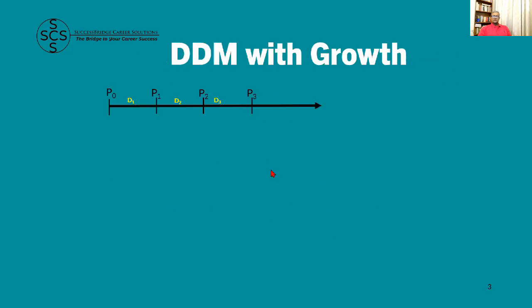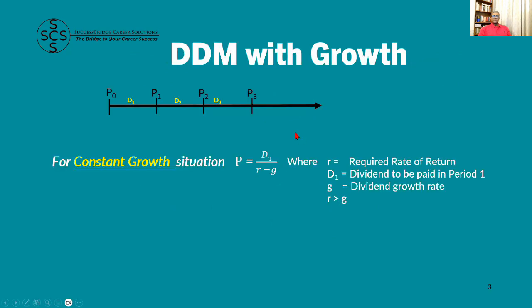Now, if we introduce growth, let's say the constant growth rate in dividends is G. So this is the formula that covers the value of the stock when you have a constant growth in dividends, where you have R as the required rate of return. D1 is the dividend paid in period one, that is the coming period, and G is the dividend growth rate, with the caveat that R should be greater than G.